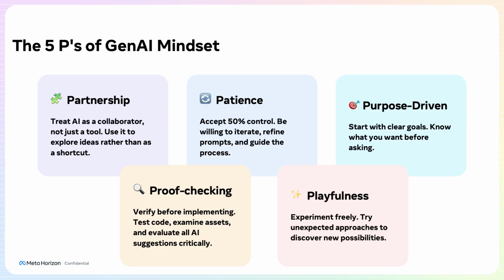Accept 50% of control. Be willing to iterate, refine prompts, and guide the process. So we all know about when it gets wonky and hallucinates. Sometimes it's good to step back and then come back and still refine your prompts. So it's all about waiting and patience. We're already cutting our creation time significantly, so why not wait a little more and refine your responses even further. So, go ahead, Blue.